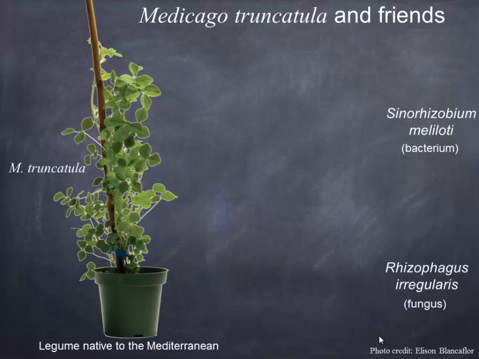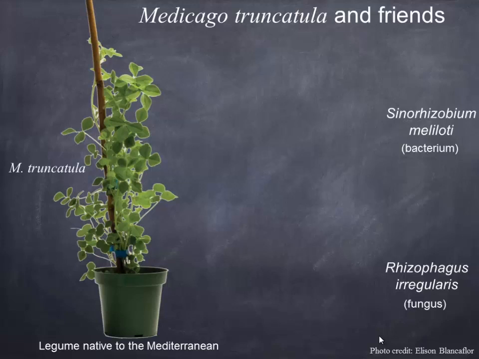So this is the beast that we work with in the lab, Medicago truncatula. It's a legume that's native to the Mediterranean. But most interestingly to me is that it's got a couple of really cool tricks up its sleeve. Medicago actually enjoys a great relationship with at least two microbes, namely the bacterium Rhizobium meliloti and the fungus Rhizophagus irregularis. And each of these microbes provides the plant with a source of nutrients that it wouldn't ordinarily be able to get on its own.